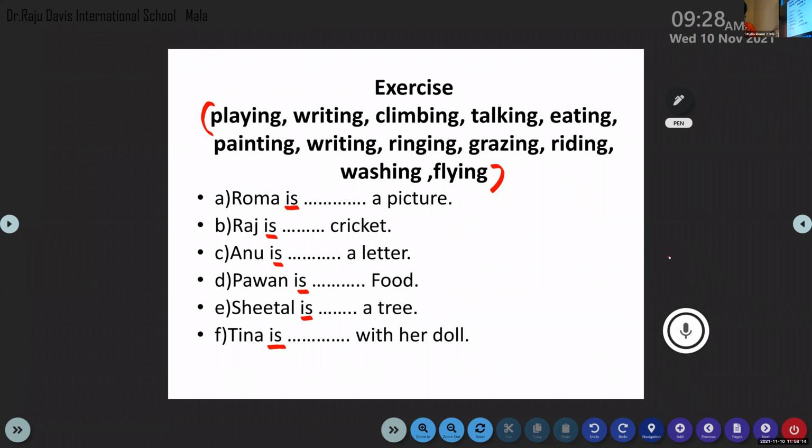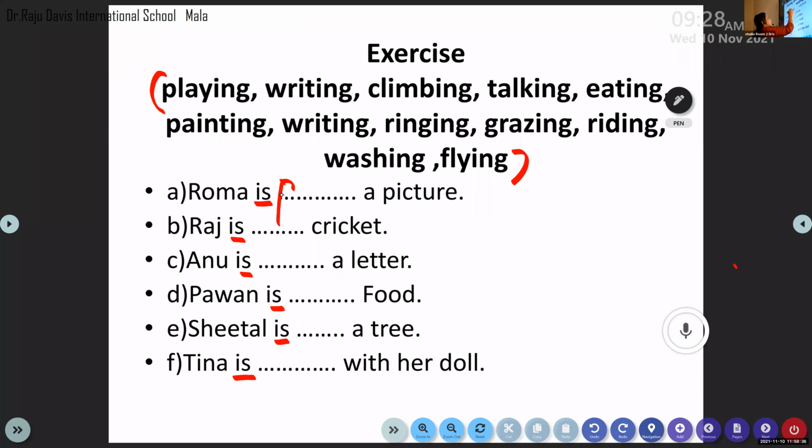Rama is dash a picture. What is she doing with the picture? Drawing a picture. Painting. Yes, very good. She is painting a picture. So what do we have to write here? Painting. Very good, Ansel. It is painting. Thank you, ma'am. Painting a picture. Okay, it's very easy.